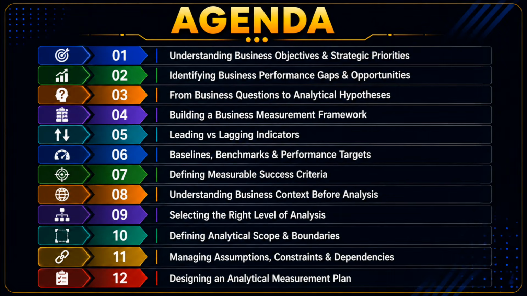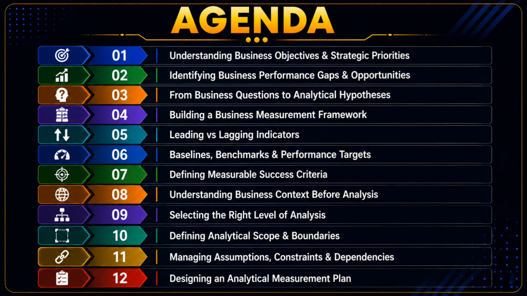First, we'll start by understanding business objectives and strategic priorities. Second, identifying business performance gaps and opportunities. Third, moving from business questions to analytical hypotheses. Fourth, building a business measurement framework. Fifth, breaking down leading versus lagging indicators. Sixth, establishing baselines, benchmarks and performance targets.